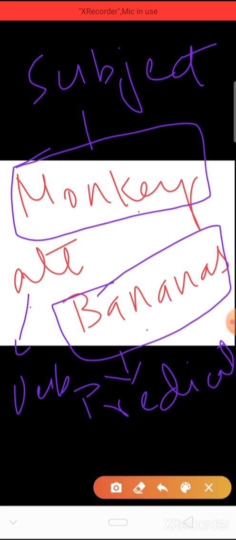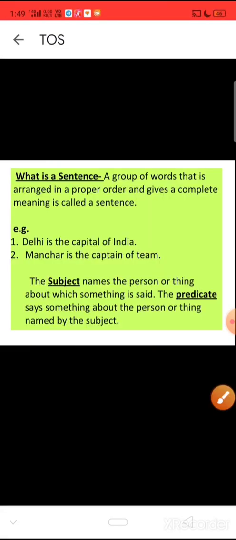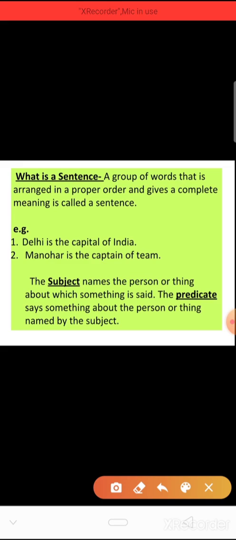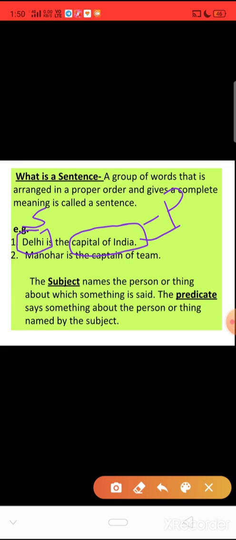I hope that you have understood what is subject and what is predicate. Like in the last slide, we have seen that the example is Delhi is the capital of India. So we are talking about Delhi. So that becomes the subject here. And what we are telling about it, that it is the capital of India, this becomes the predicate.